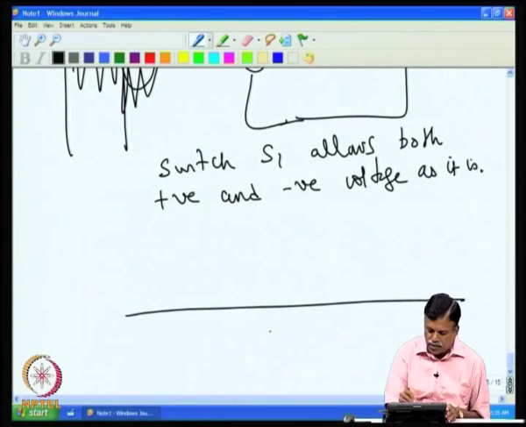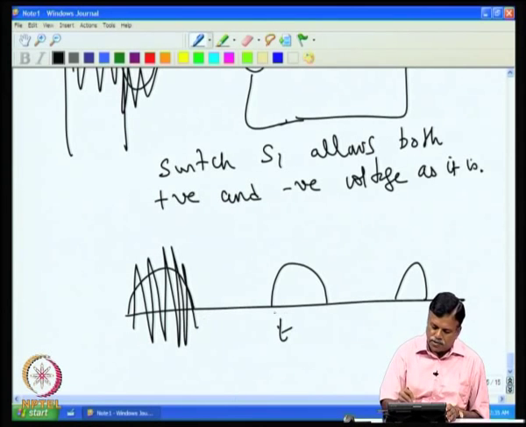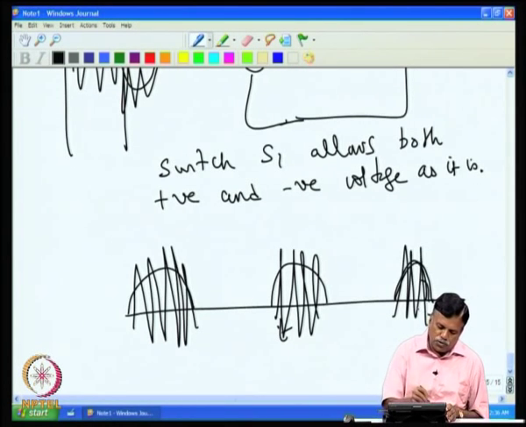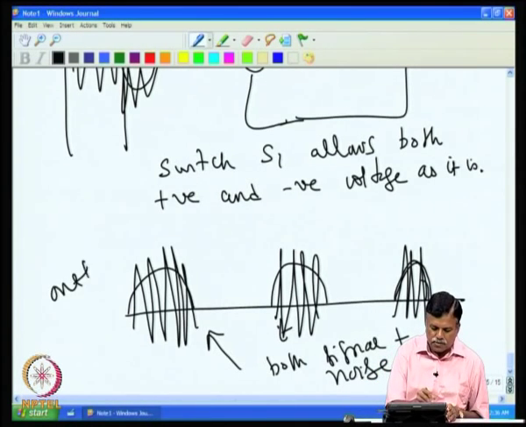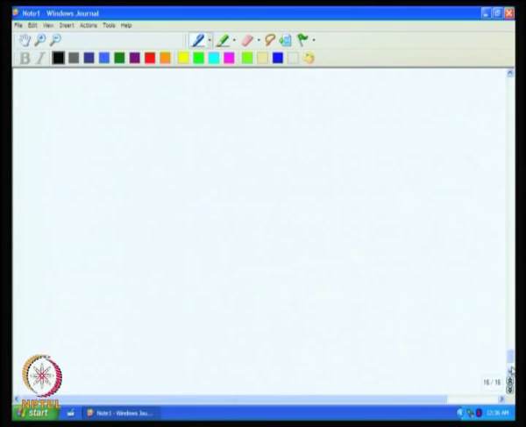So if I look at the signal now, if I plot time versus voltage, I will have this, and no voltage comes here, no voltage comes here. Then during this time, whatever signal and noise is there will also come along with the signal. So both signal and noise are the output voltage. Both signal as well as noise are appearing at the output. But negative is not coming, and the signal is always positive. You see this, the signal is always positive.